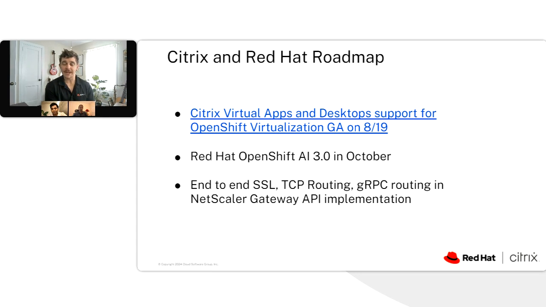Red Hat OpenShift AI 3.0 is coming out in October, which I don't want to spill too much out there, but obviously there might be some interesting things coming down the pike from both the Citrix and Red Hat perspective. Last but not least, end-to-end SSL TCP routing, gRPC routing, and NetScaler Gateway API implementation, continuing further the integration there. So just a couple things to be expected as we continue this partnership and relationship moving forward.